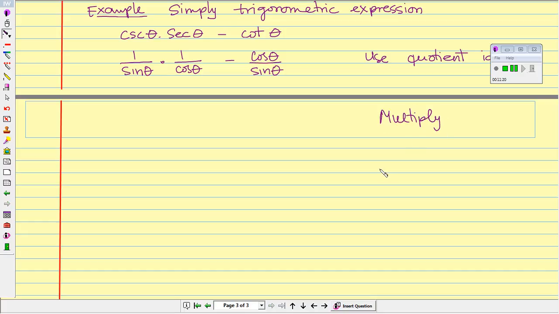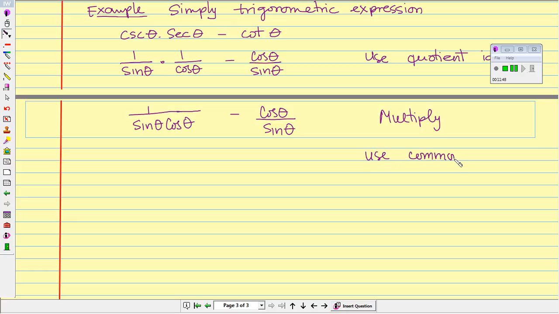Next, we are going to multiply first using the order of operations. When you multiply these two fractions, 1 times 1 gives me 1. The denominator will be sine theta times cosine theta. And copy the second fraction, cosine divided by sine.